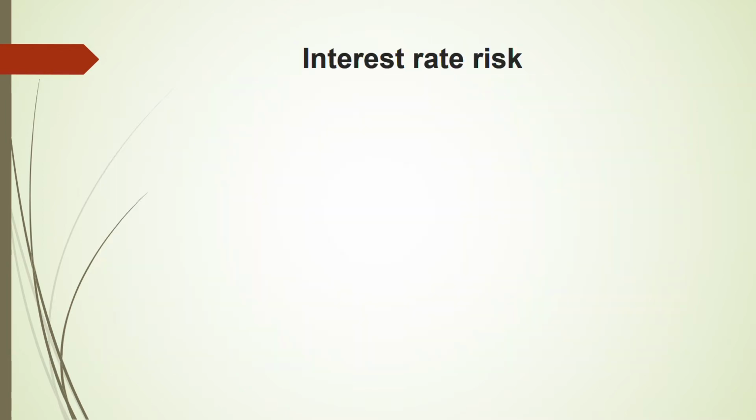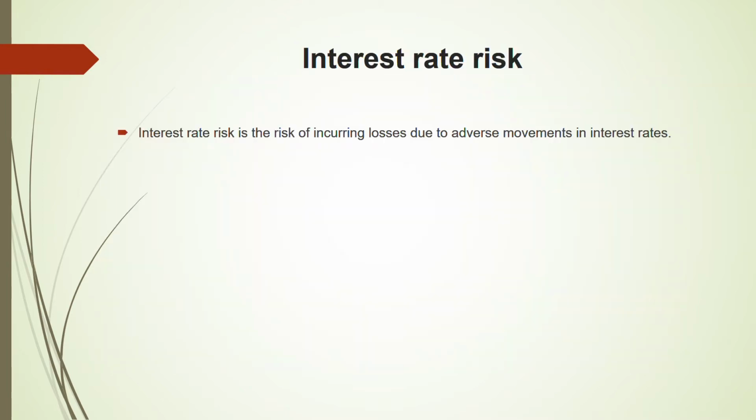Now let us go to interest rate risk. What is interest rate risk? Interest rate risk means the risk that you are incurring due to changes in the interest rate. Interest rates can go up or down. For example, you have taken a borrowing or a loan at 5% when the interest rate was 5%. Now after 3 months the interest rate went to 8%. So it's a loss for you, a 3% loss.